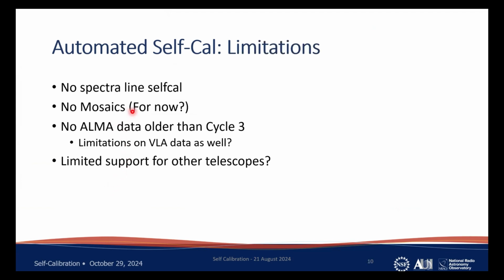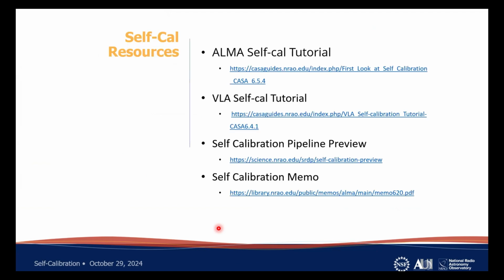There are, of course, some limitations. Currently, self-calibration is not supported for spectral line observations and not supported for mosaics. And for ALMA data older than cycle 3, you will not be able to do self-calibration either. But I think they are in the process of improving this and trying to make self-calibration cover as much older data as possible. Here is some more information on self-calibration on the website.